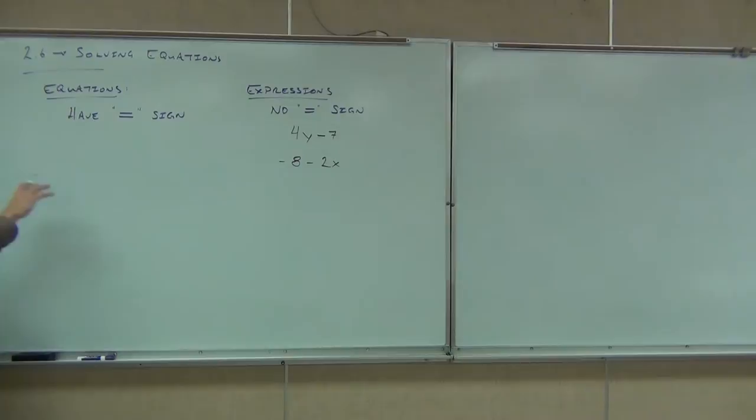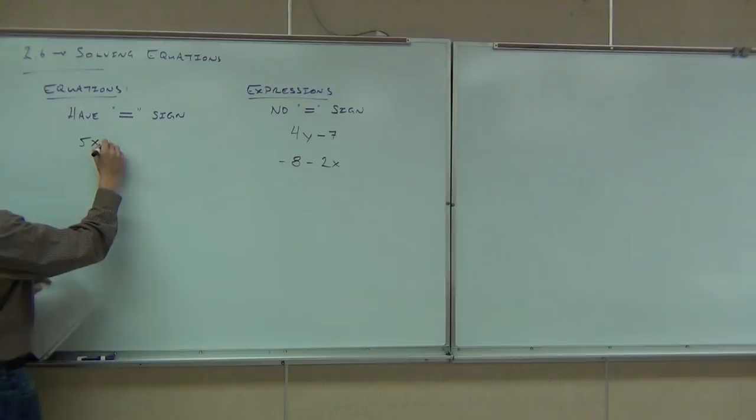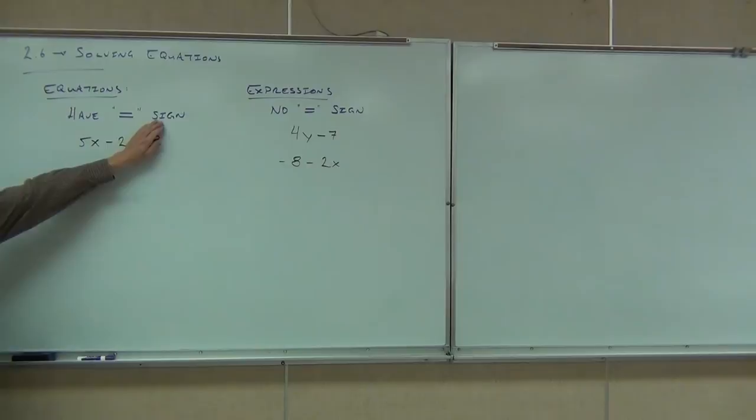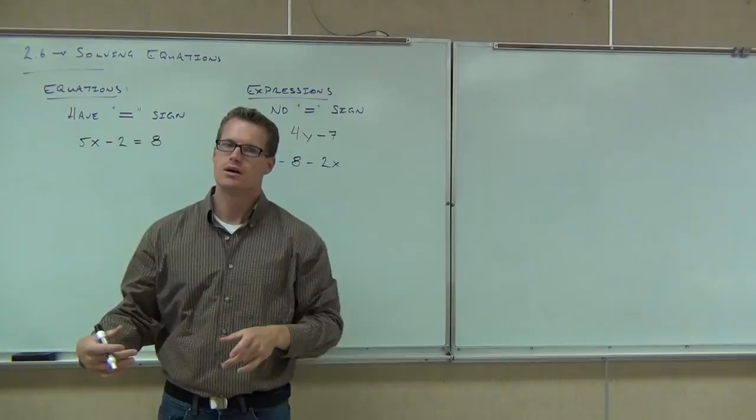Now, equations, on the other hand, are those expressions, but then they tack on an equal sign and have something equal there. That's an equation. Looks like an expression, right? If I cover that up, that is an expression. But as soon as we go equals something, that's an equation. It has the equal sign. And we're going to be able to solve this towards the end of our section, or maybe when we get a little bit further than that. But we'll be able to solve this at some point in this class.